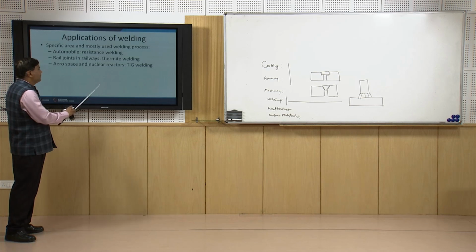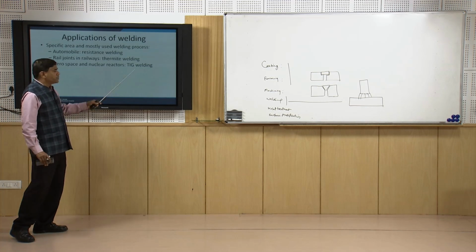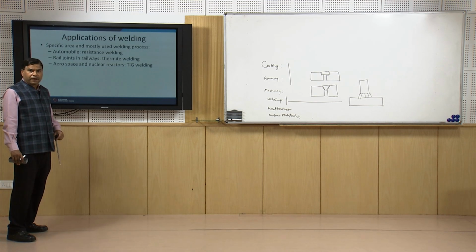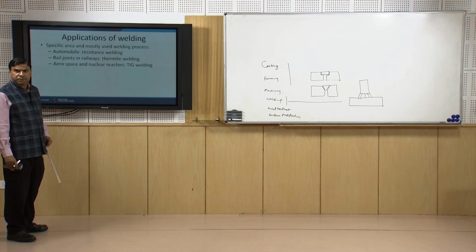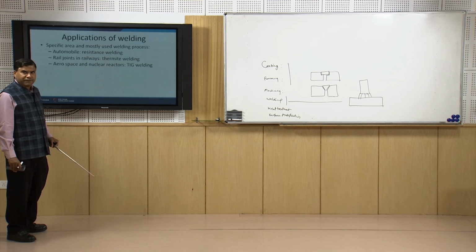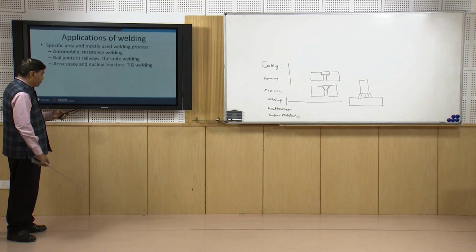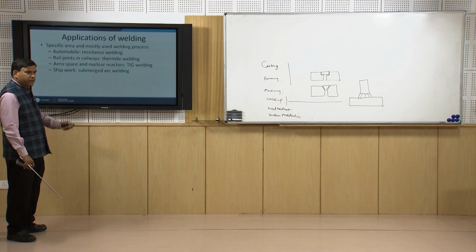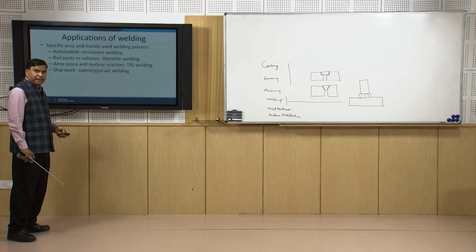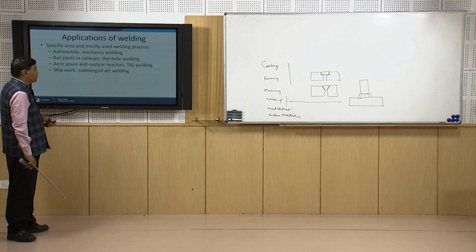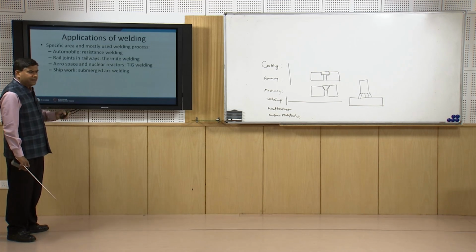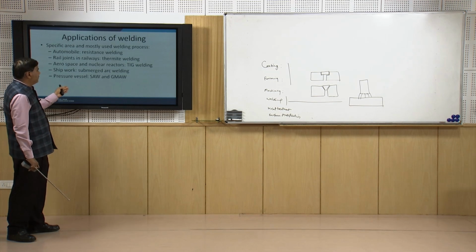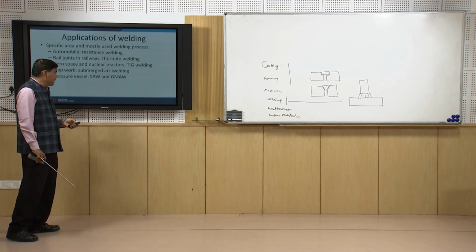Then in the aerospace and nuclear industry, TIG welding is invariably used for producing quality joints, so that reliable and sound joints can be made with minimum adverse effects in the heat affected zone due to the welding. Then in shipbuilding, for making large structures by joining simple plates, submerged arc welding is normally used, so that the metal can be deposited at a high rate and the desired dimensions can be achieved. In the pressure vessel industry, normally submerged arc welding and gas metal arc welding are used.